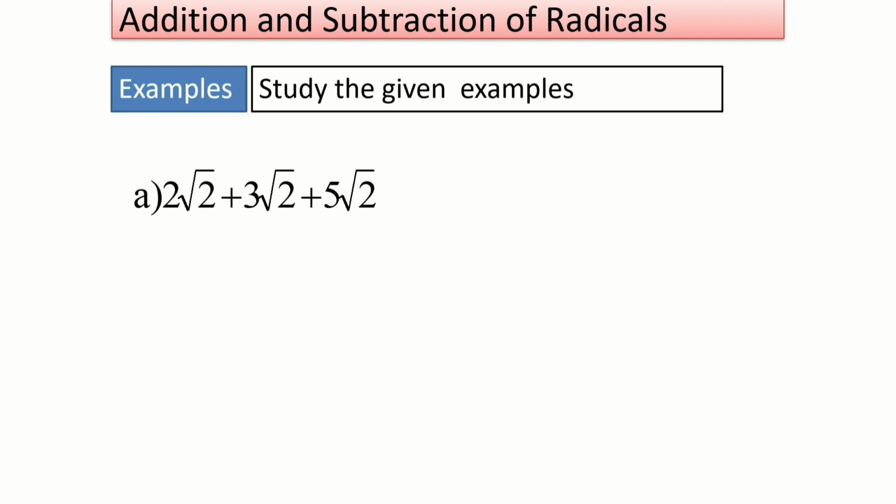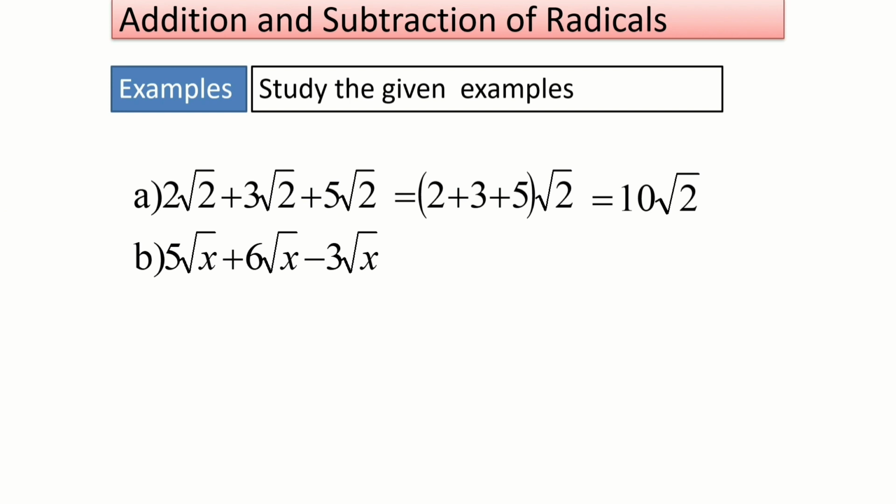Since these are examples of like or similar radicals, then we can combine them. So we're going to add 2 plus 3 plus 5. And our answer is 10 square root of 2.